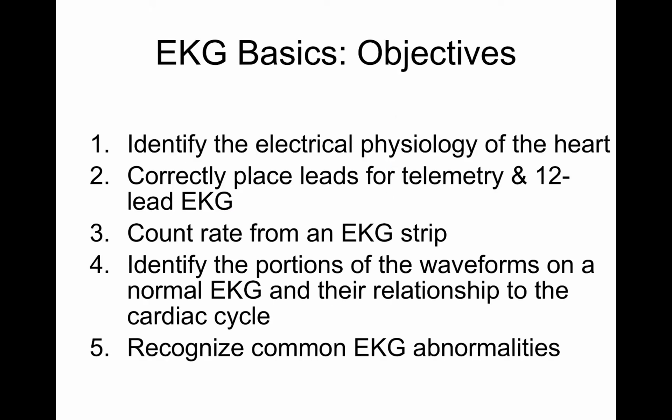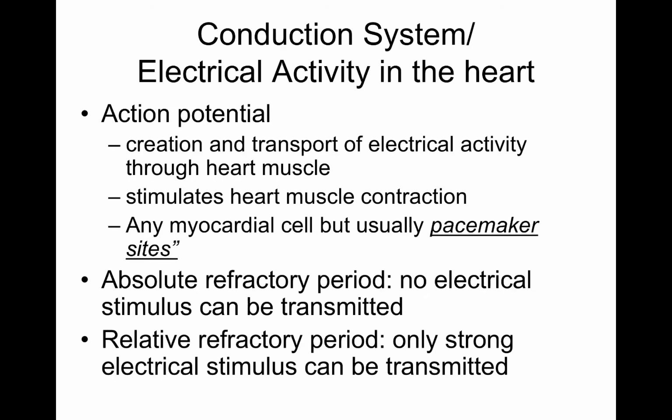Within this lecture, we're going to identify electrical pathology or physiology of the heart. We're going to learn how to correctly place leads for telemetry, including 3 leads and 5 leads. We're also going to learn about 12-lead EKGs. Most importantly, we're going to understand and recognize how to count the rate for an EKG strip, identify the portions of an EKG in relationship to the cardiac cycle, and recognize most common ECG abnormalities.